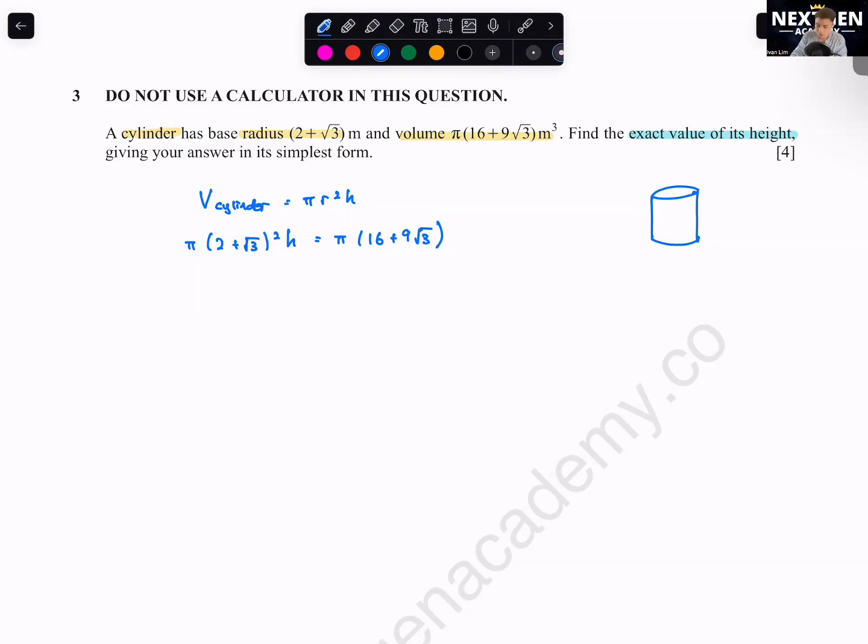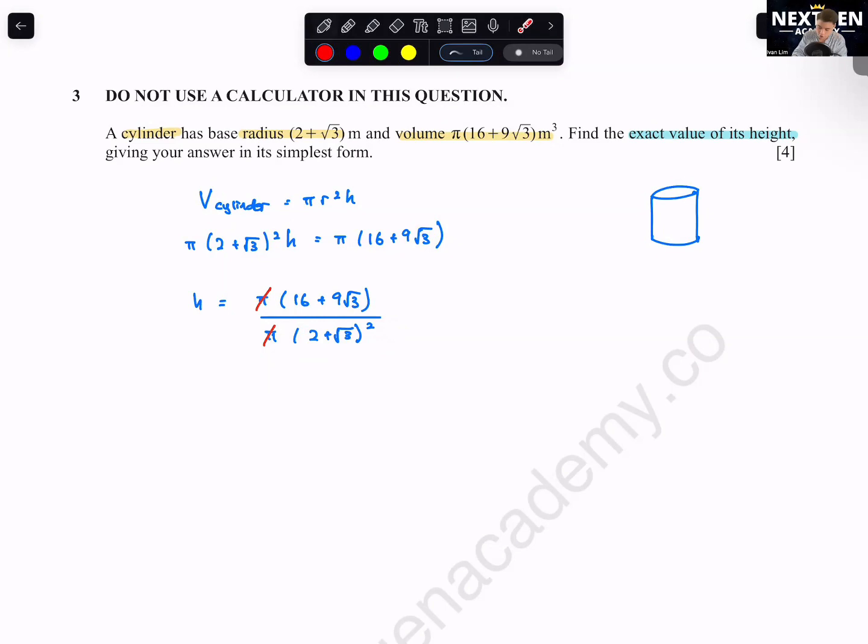Okay, why do I put it like this? Because I want the h to be on the left-hand side. Divide the whole left side, we move it to the right-hand side. So h equals π(16 + 9√3) over π(2 + √3)². The π cancels off. This one we don't rationalize yet. Let's do the square here first.